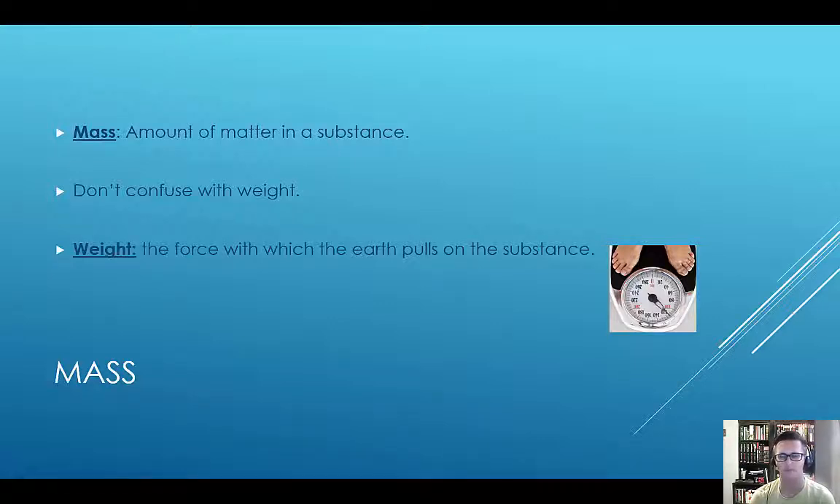I may weigh 145 pounds on Earth. But if I was on the moon, my weight might be half of that because gravity forces are different. So mass is never changing. Weight is based on how much force is being placed on an object.